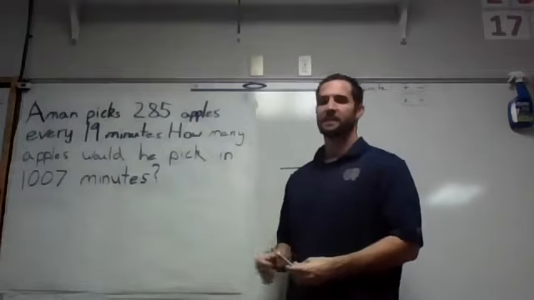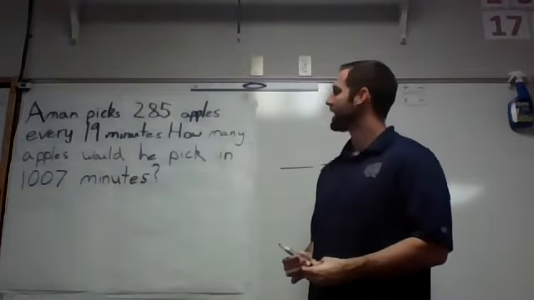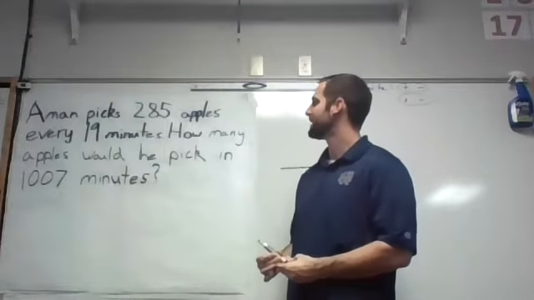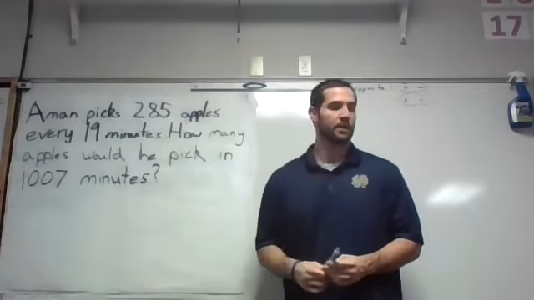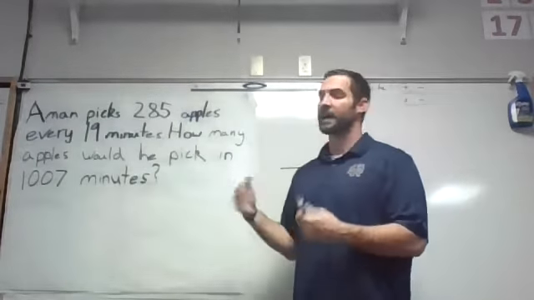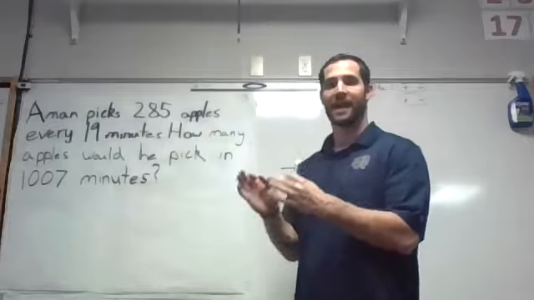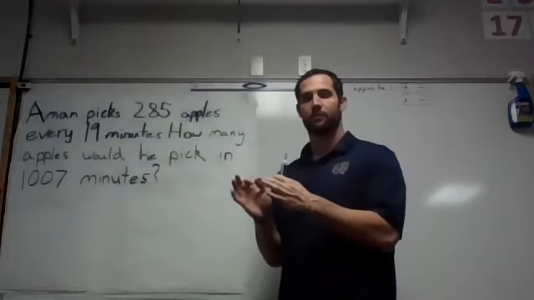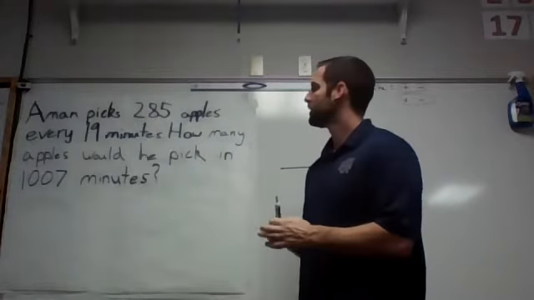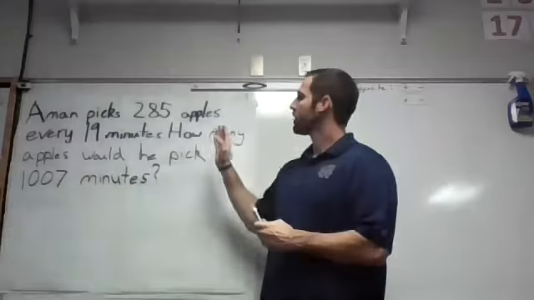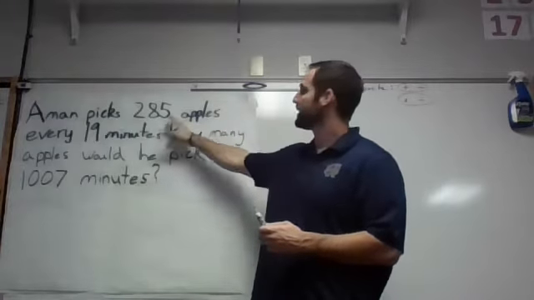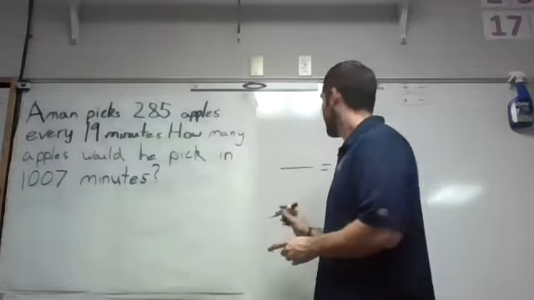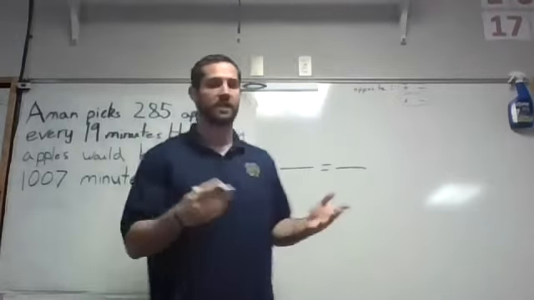So our first word problem today is: Amon picks 285 apples every 19 minutes. How many apples will he pick in 1,007 minutes? So now when I look at this, I always want to highlight the key clues. So the clues are going to be the numbers and the labels. So our first clue is 285 apples. Now I'll explain a little later on why we should keep the labels.